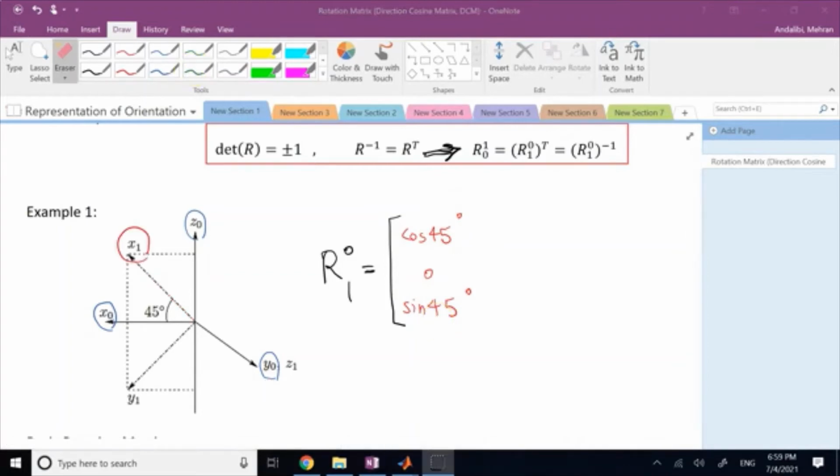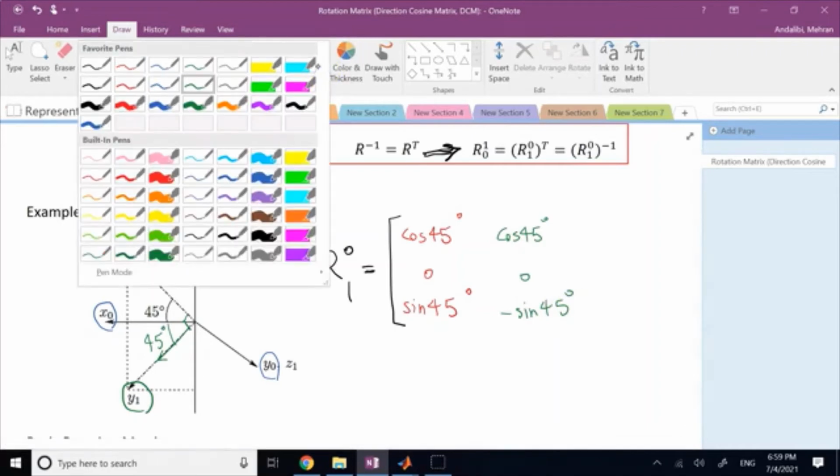That's your first column. Next, I'm going to go about y1. So what's the projection of y1 on x0? We know that since x1 and y1 are perpendicular, if this angle is 45, this angle is also 45. So the projection of y1 along x0 is clearly, again, cosine of 45. It has nothing on y0 because y0 is out of the plane. And for z0, it is sine of 45, but it is in the opposite direction, right? Because when you project this, the z component is the opposite of the positive direction of z0. So this is going to be negative sine 45 degrees.